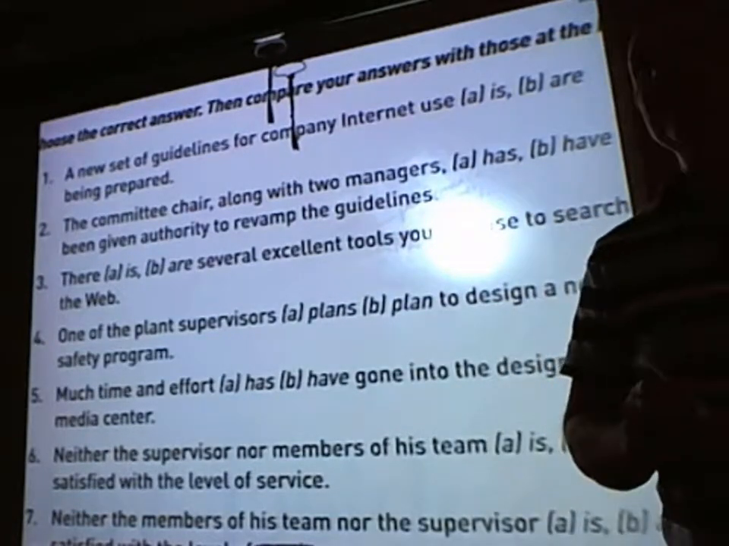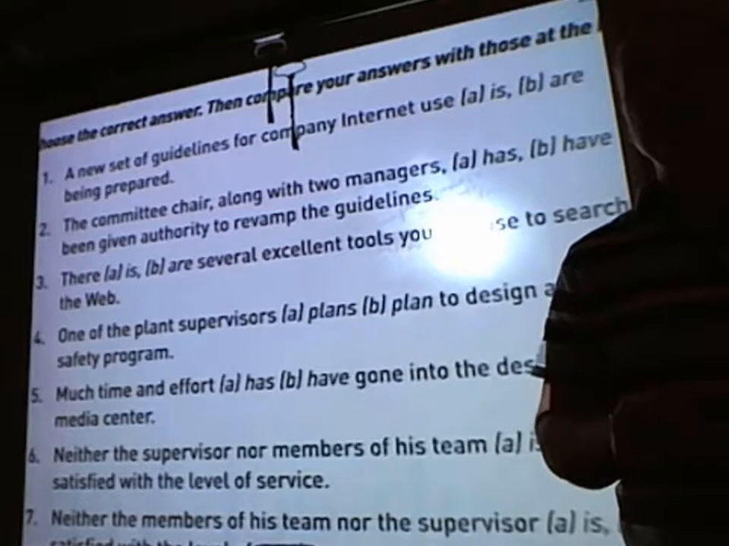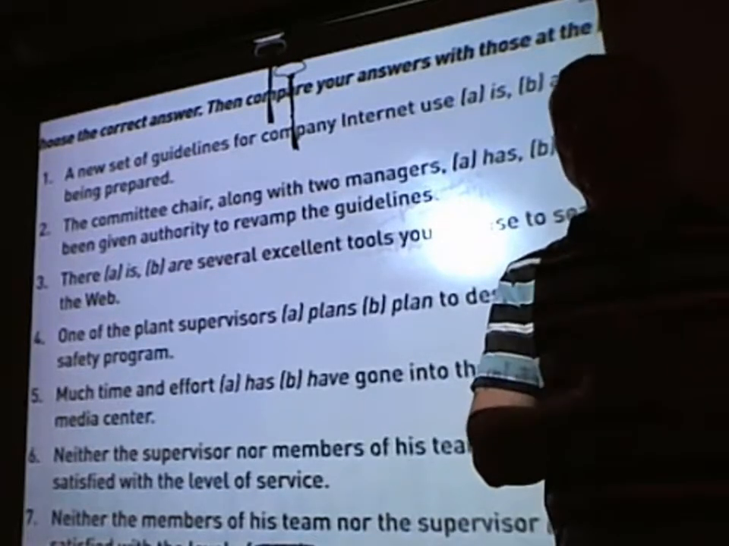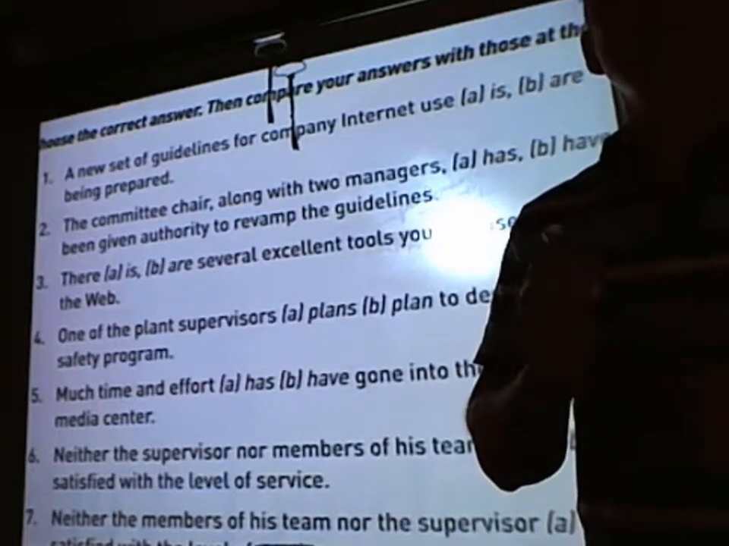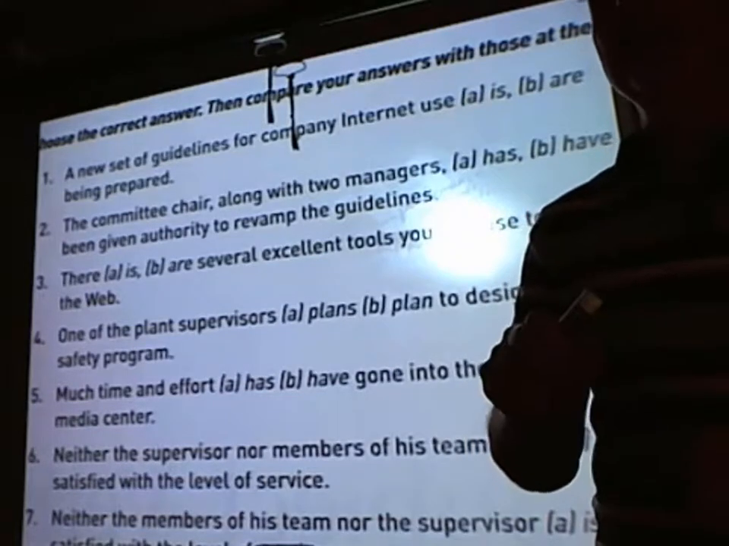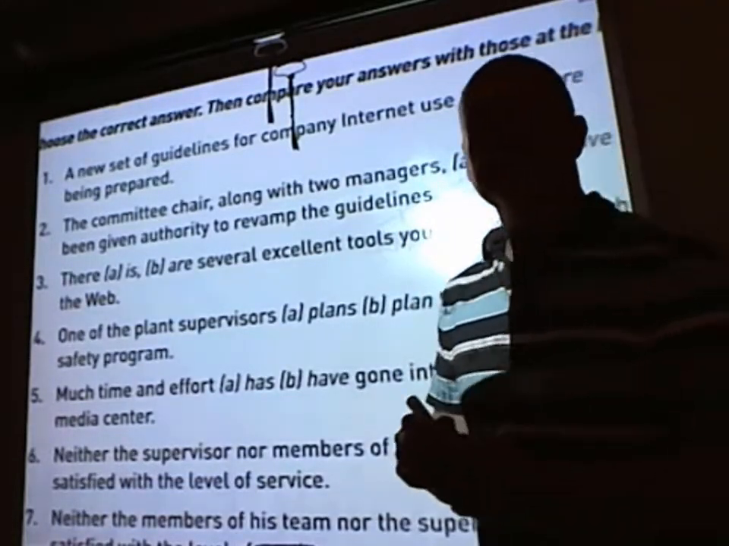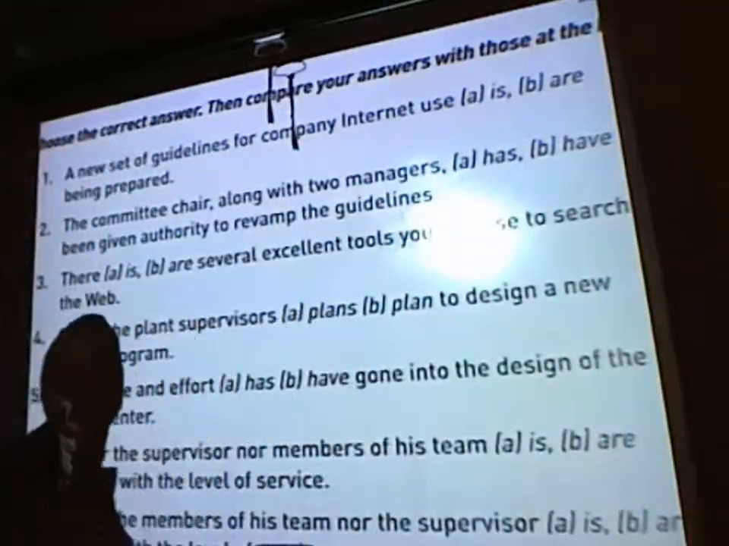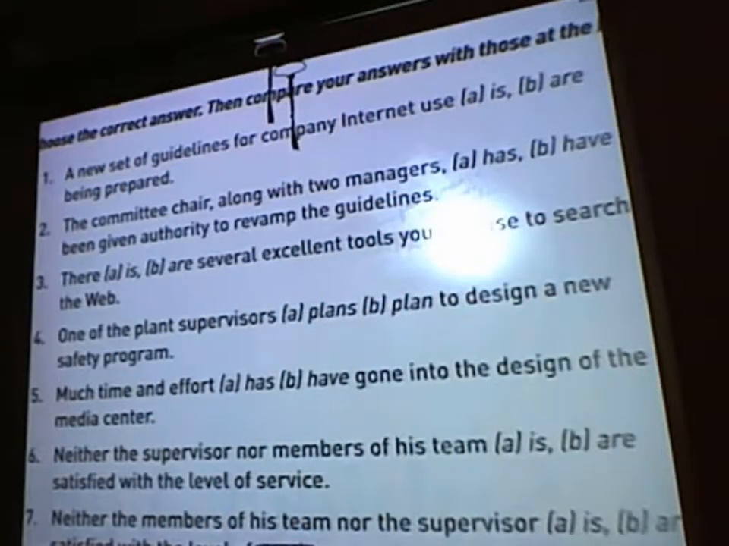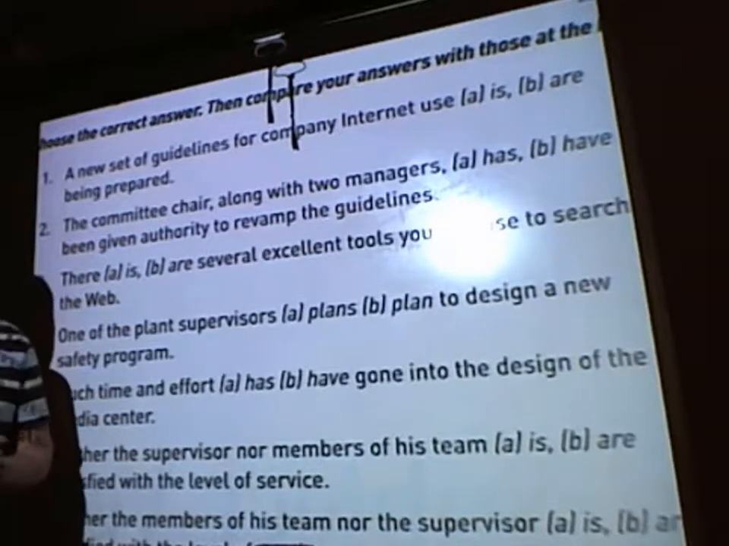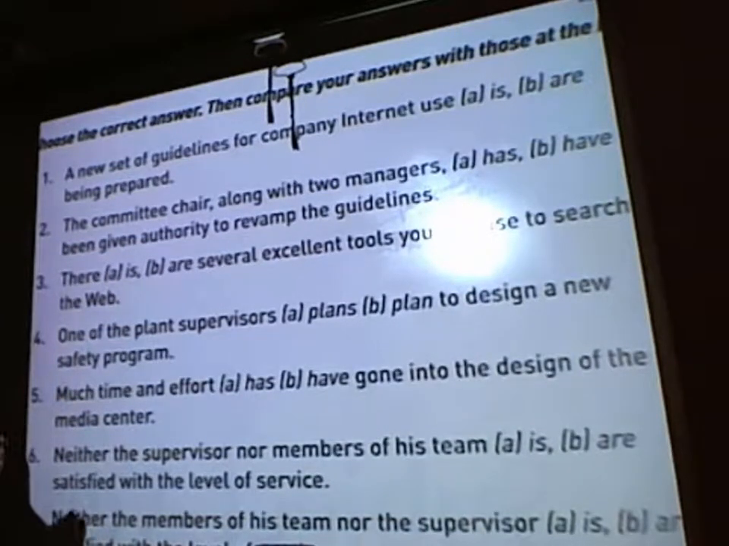Okay, we're going to go ahead and take a look at Chapter 6, which is Subject and Verb Agreement. Before we proceed through the chapter, let's first review the pretest, which really covers most of the components within the chapter itself. Okay, in the pretest on number 1, it says a new set of guidelines for company internet use is or are being prepared.